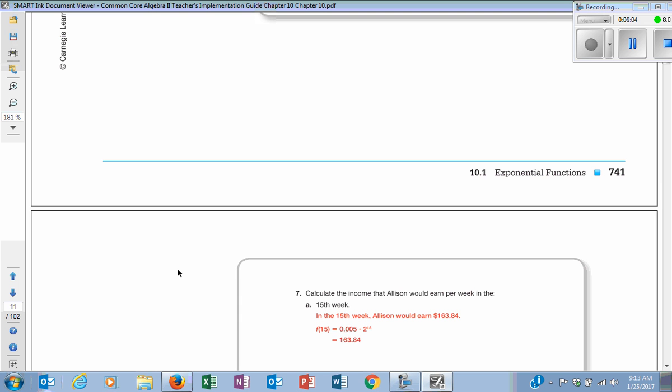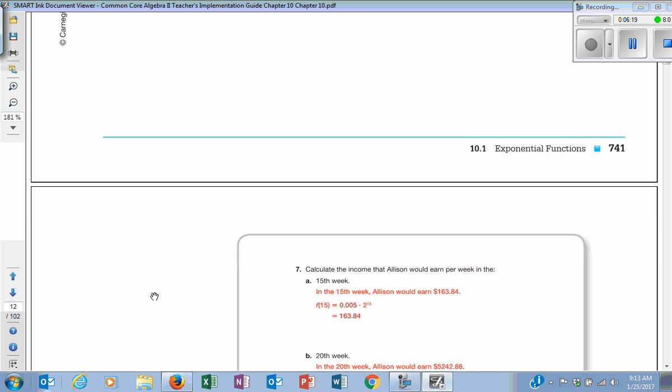So all you're going to do for the 15th week is take 2 to the 15th power on your calculator, then you times it by this, and you realize in the 15th week she's going to make $163. Still not, you're going, that's still not that high. Okay, so let's go to the 20th week.